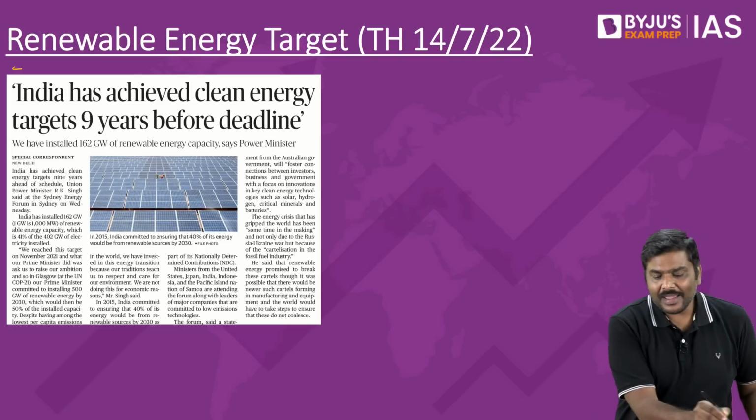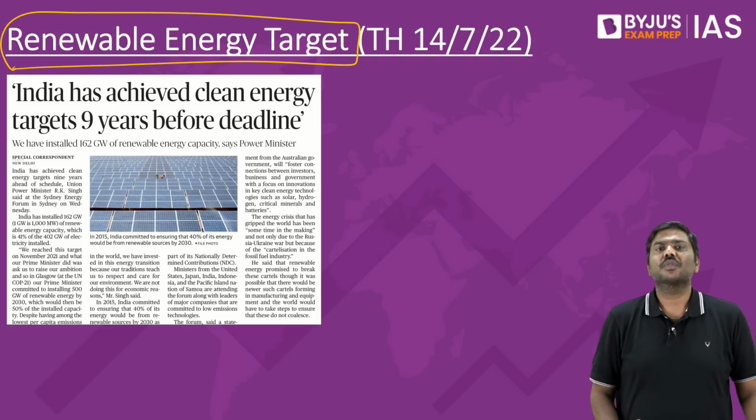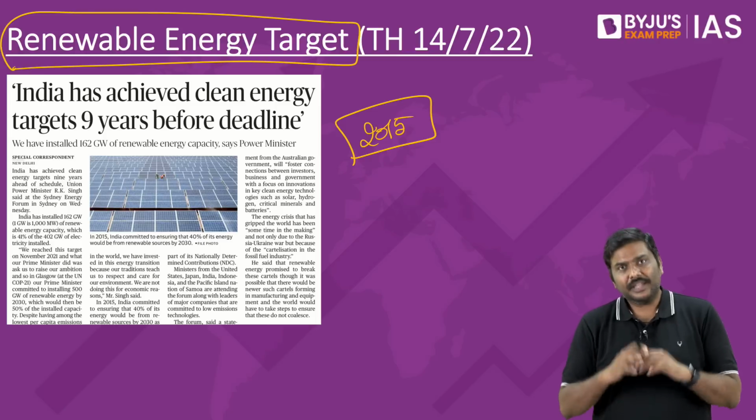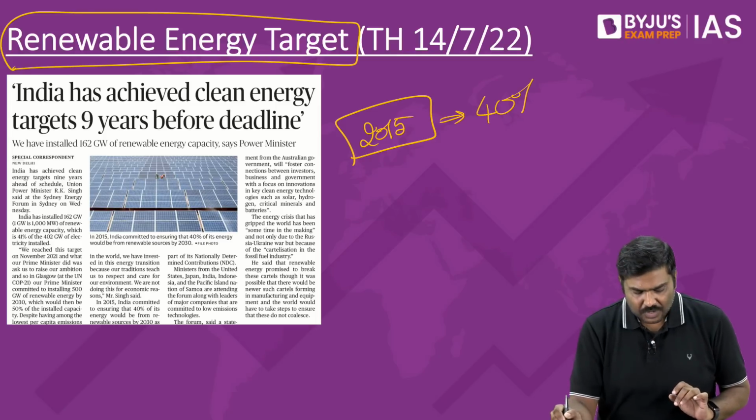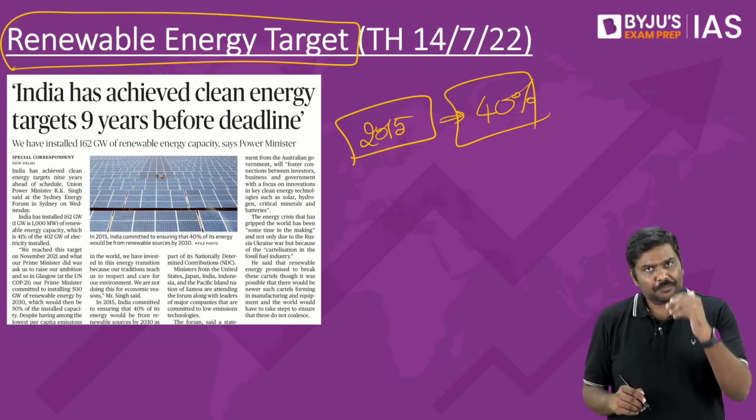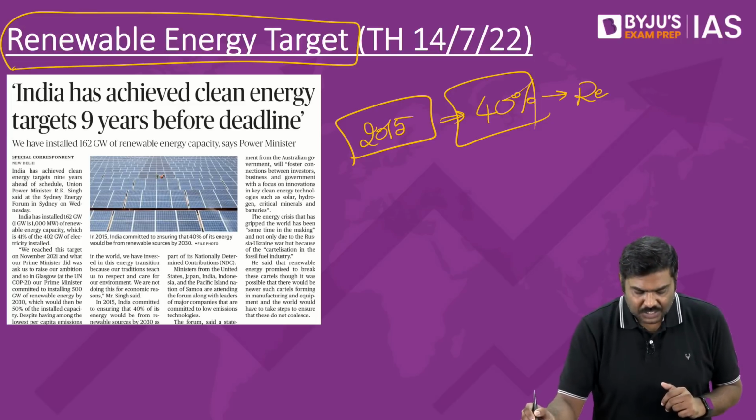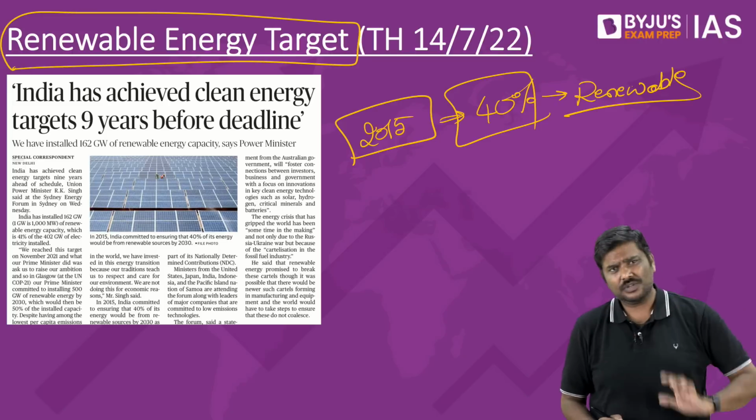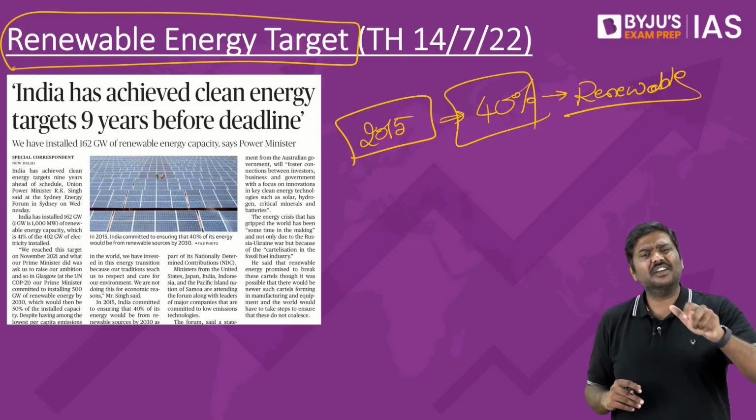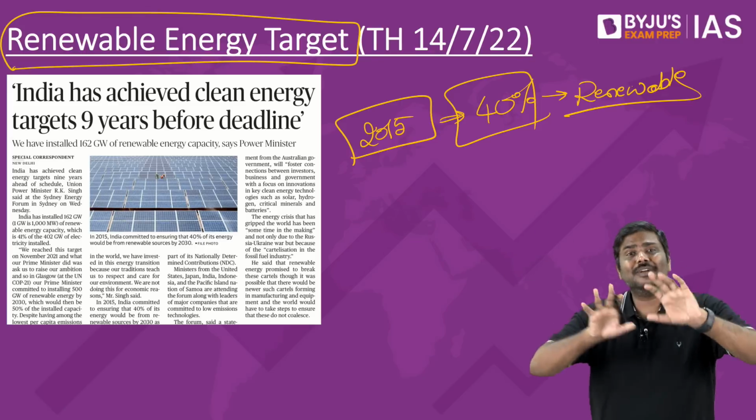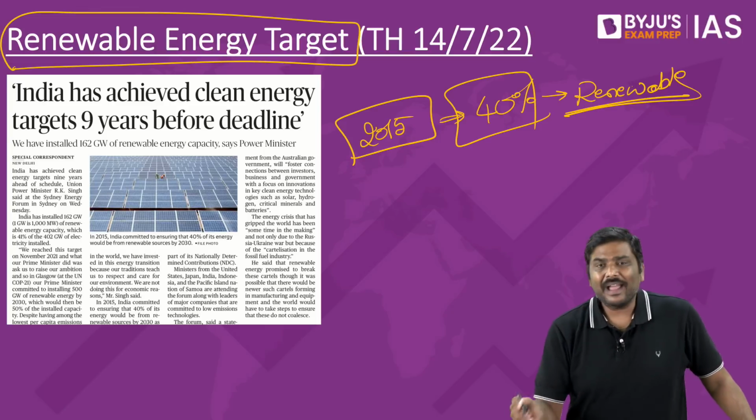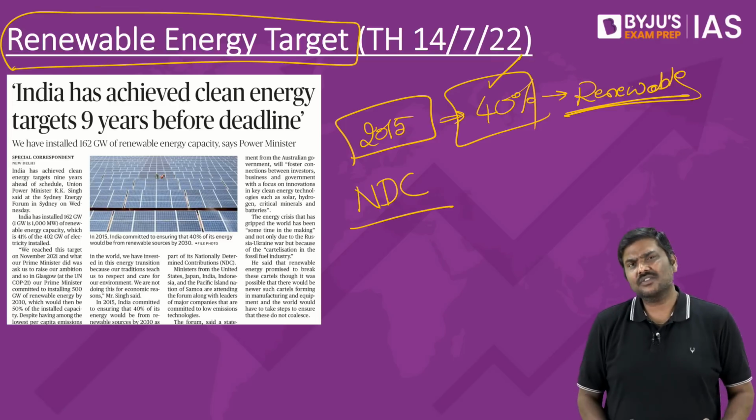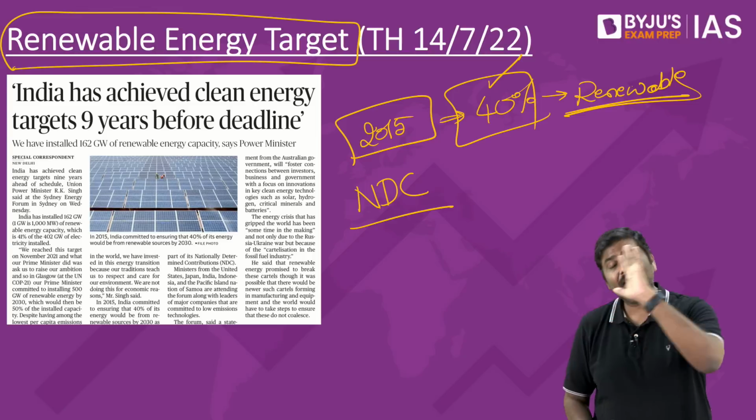Next article, renewable energy target. Just factual information here. Government of India back in 2015 committed that 40% of the energy that we will produce will be from renewable energy sources, or non-fossil sources. Again, I know some of you will point out, sir, non-fossil is a much bigger term compared to renewable. Agreed. So, government back in 2015 under nationally determined contributions announced that 40% of the energy they are going to produce will come from renewable energy sources.